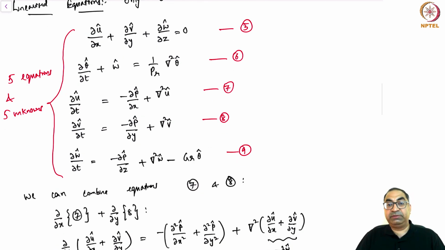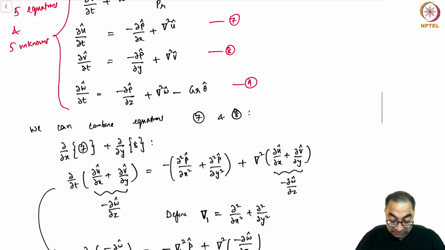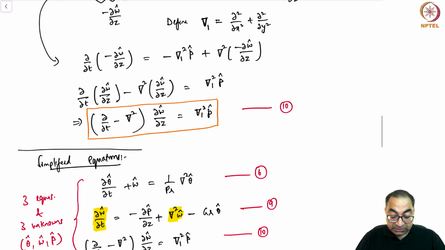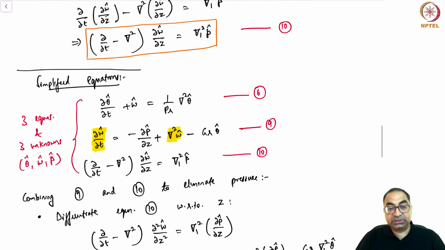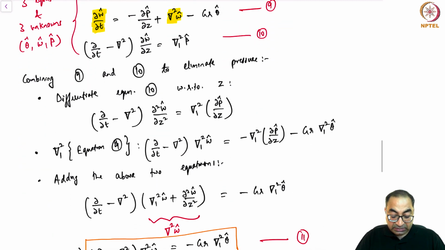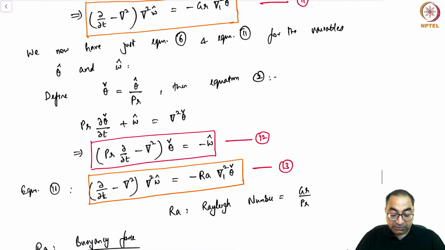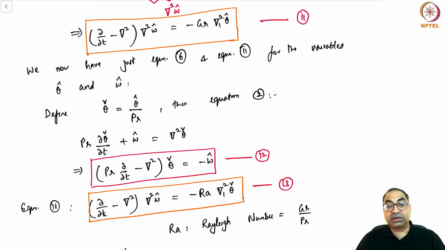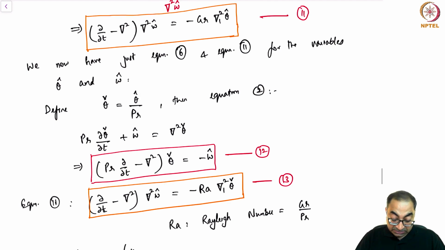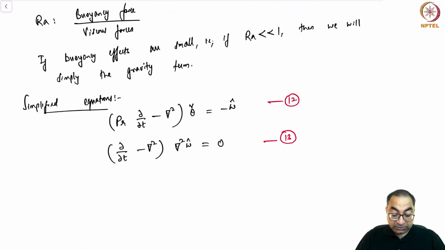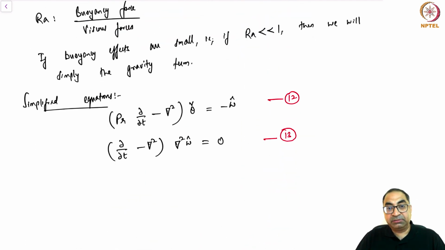We started with 5 equations and 5 unknowns. We did some simplifications to reduce the number of equations. We got 3 equations and 3 unknowns. Then finally we did one more simplification and we got 2 equations and 2 unknowns, a coupled set of equations for the velocity perturbation and the temperature perturbations. Then we also said that buoyancy terms are negligible. We'll consider a situation where the buoyancy terms are negligible or Rayleigh number is small.